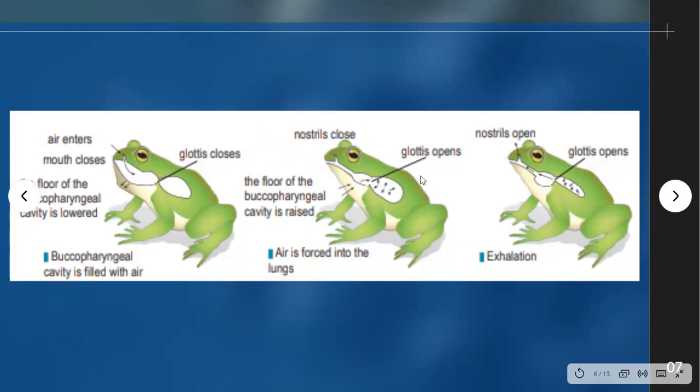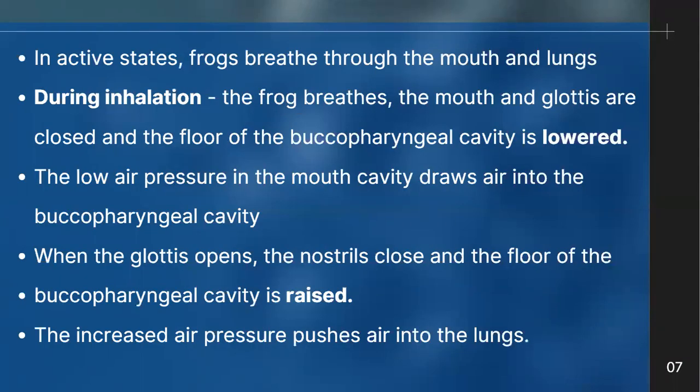Lastly, about the exhalation, the nostrils are going to open, and the glottis is going to open. The air from the lungs is going to escape out into the environment through the nostrils. That's the general overview, and this is what I mentioned just now, but in more words.